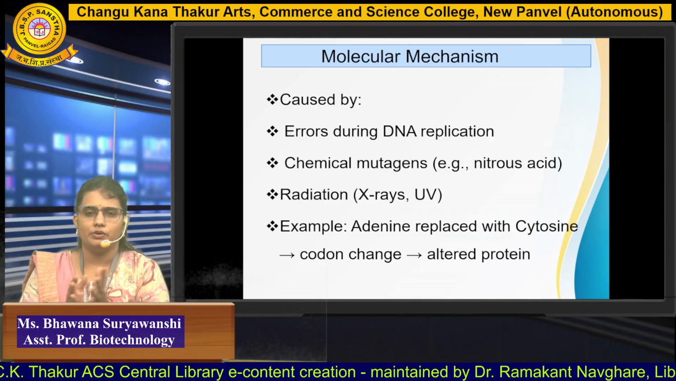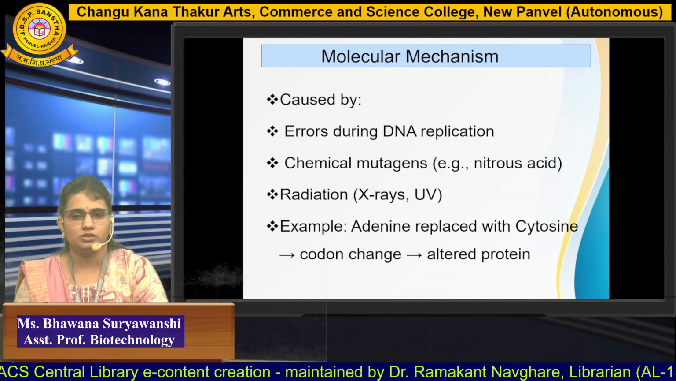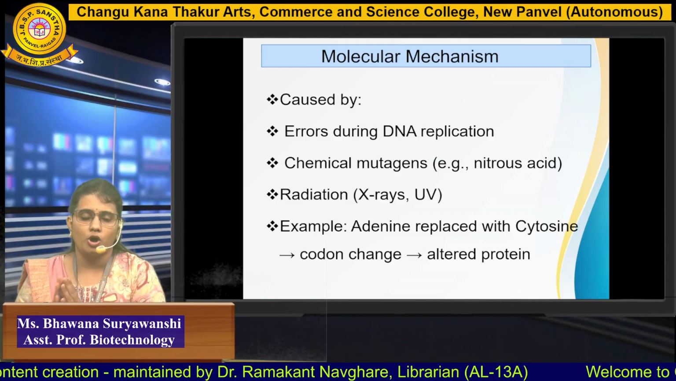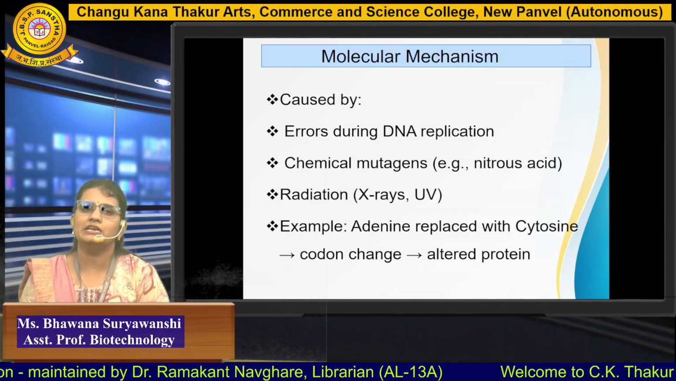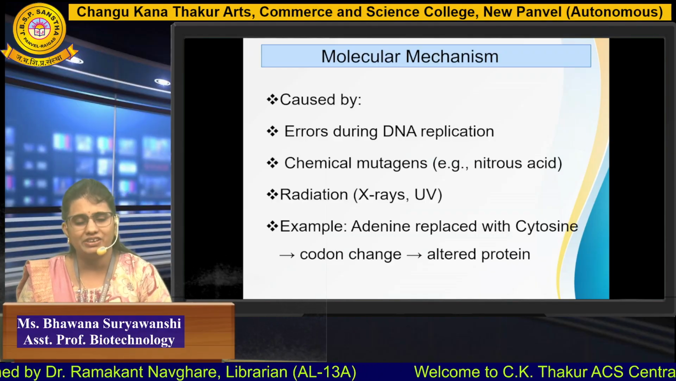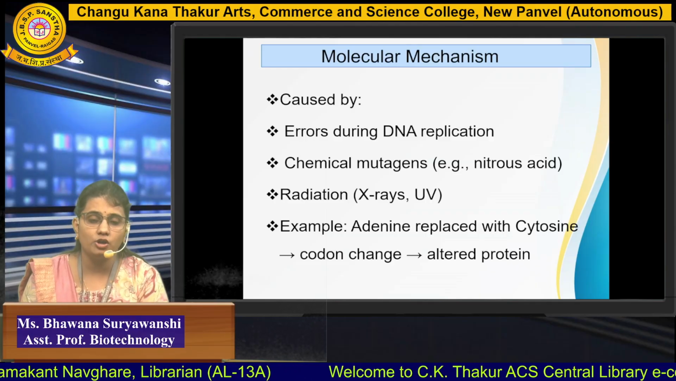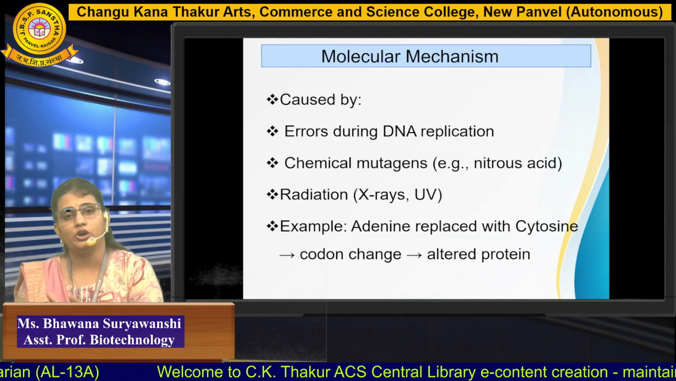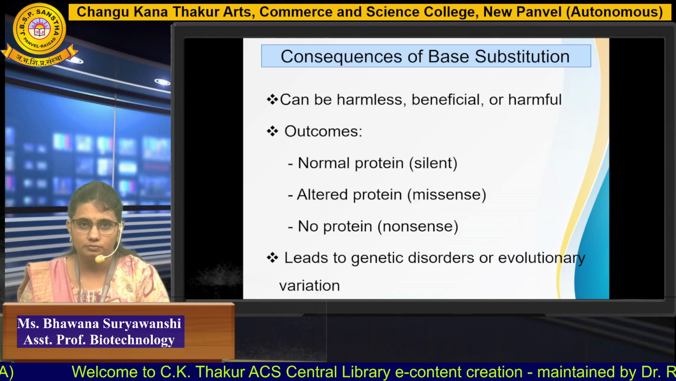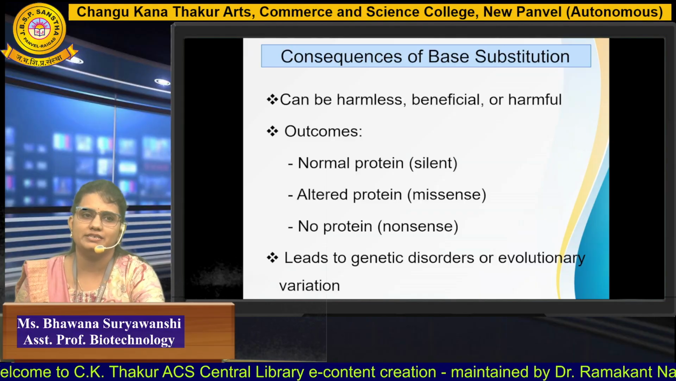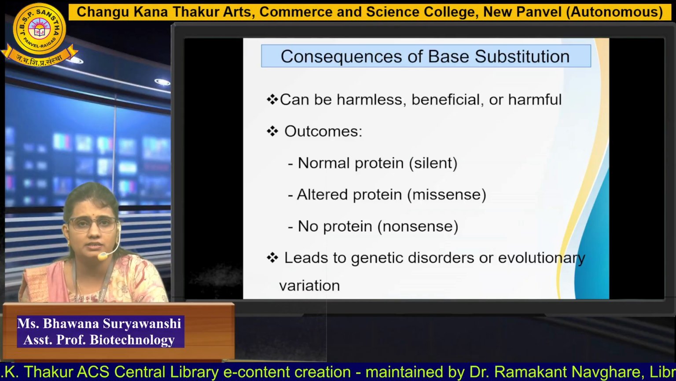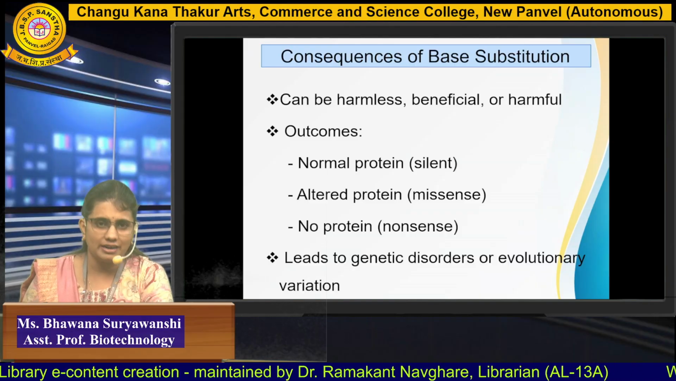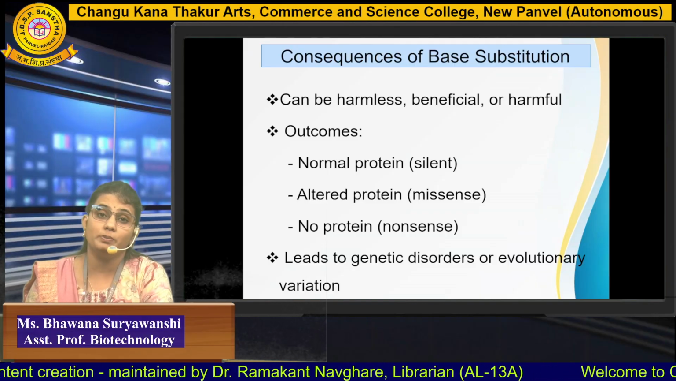Again, if you can see, adenine is replaced by cytosine, that is a change in the codon, and an altered protein is observed. So the molecular mechanism could be anything. It could be an intrinsic mechanism occurring within the cell, no external moiety involved, or it could be some mutagens. Mutagens can technically be chemical mutagens, or physical mutagens. Now, what are the consequences of base substitution mutation? As we have already discussed, under silent mutation, it is not causing any harm. So it could be beneficial, it could be harmless, or it could be harmful.